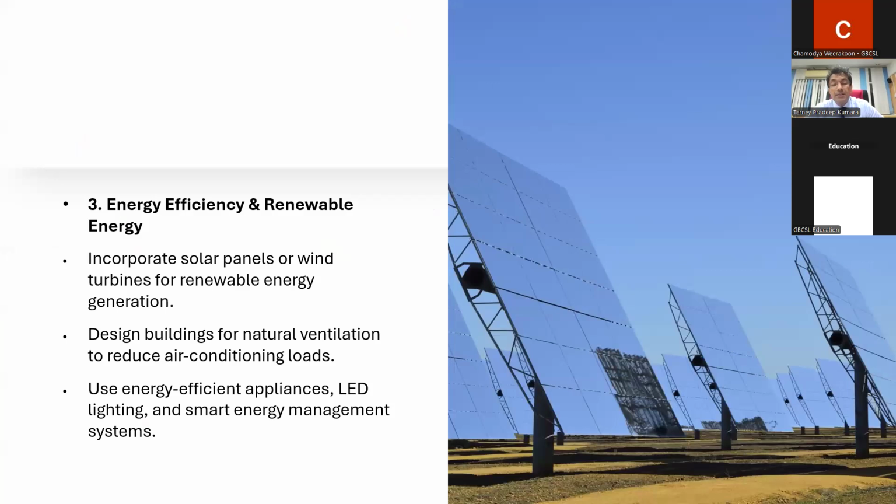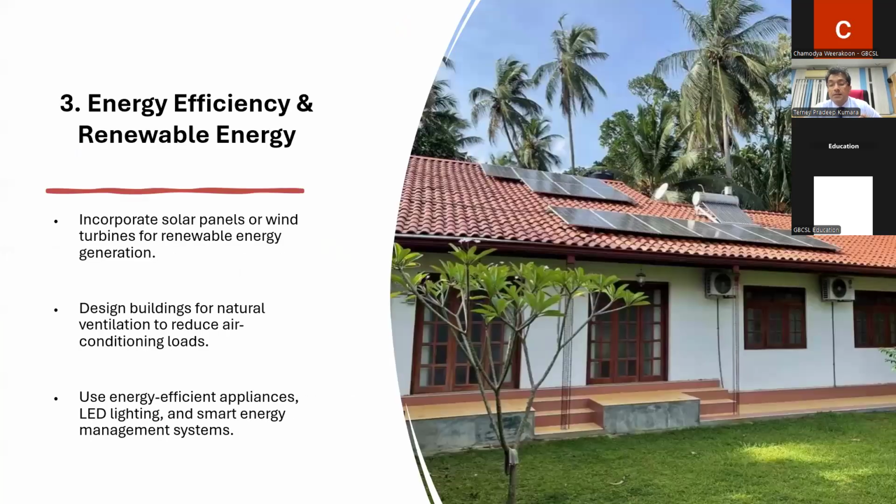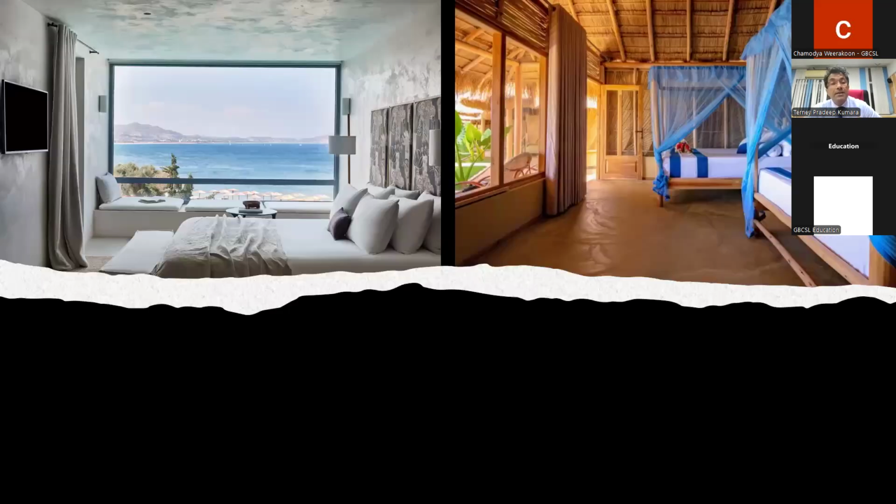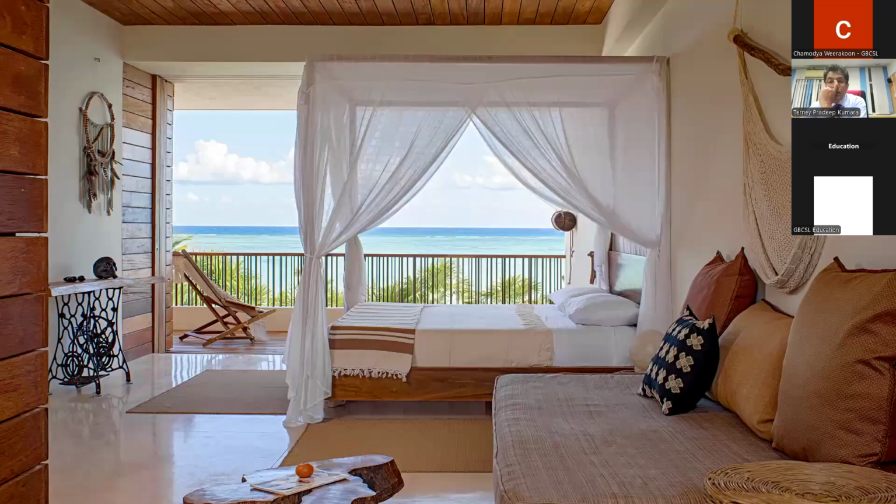And energy efficiency, right? Incorporate solar panels and wind turbines for renewable energy, design buildings for natural ventilation, and reduce air conditioning loads. Use energy efficient appliances, LED lighting, and smart energy management systems. You can see here solar panels, right? To look for renewable energies, and natural ventilation to reduce your energy use for air conditioning. Some examples are here, right? Look, not only energy, even natural light and natural ventilation are nicely given in these sorts of designs, right?